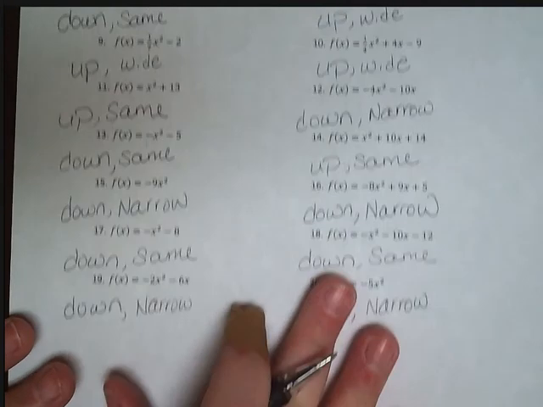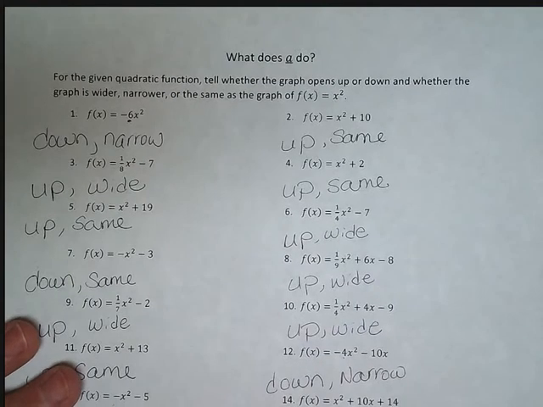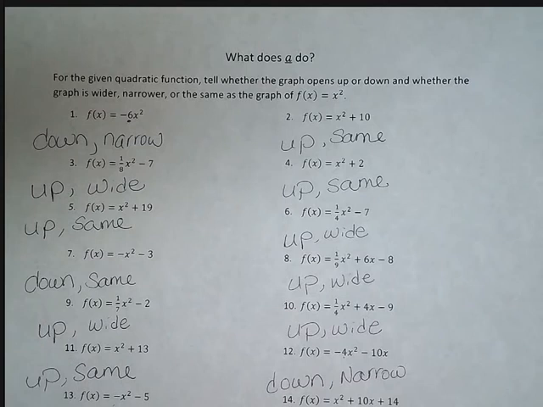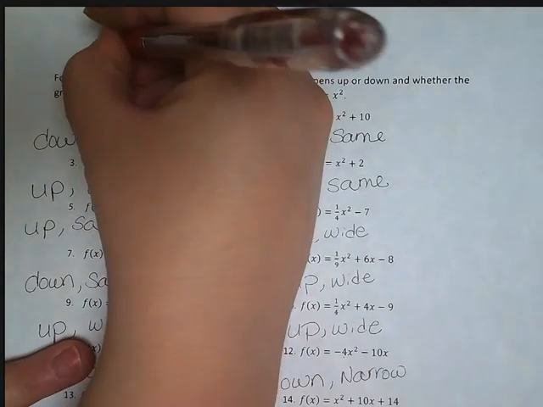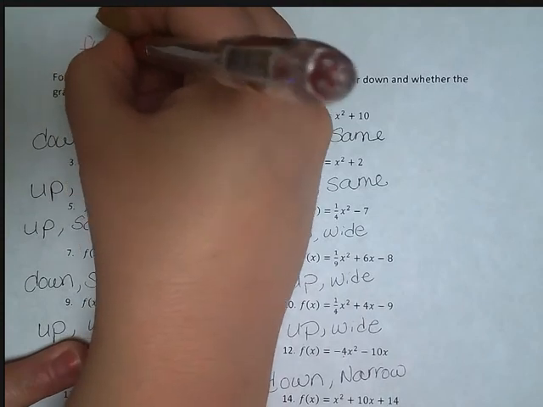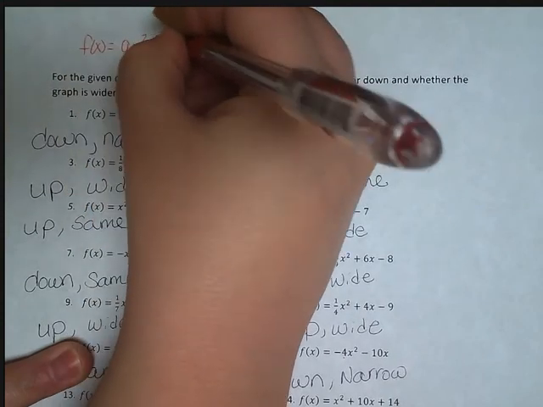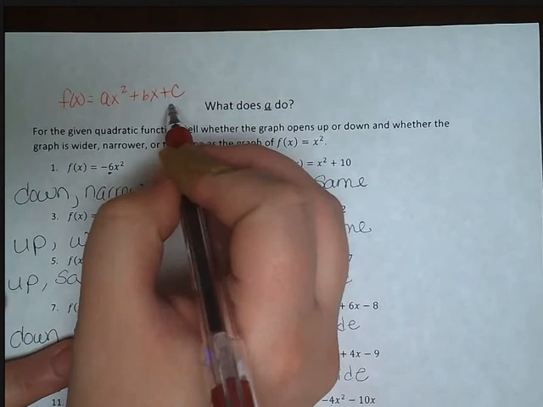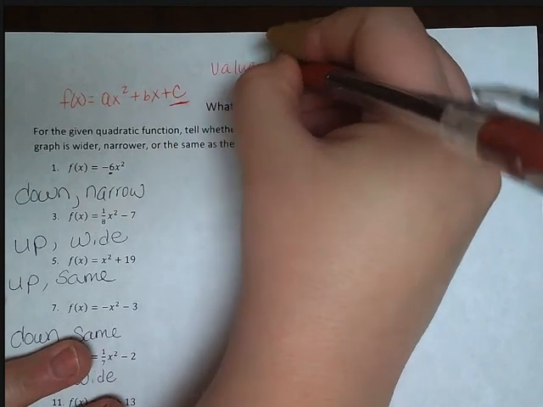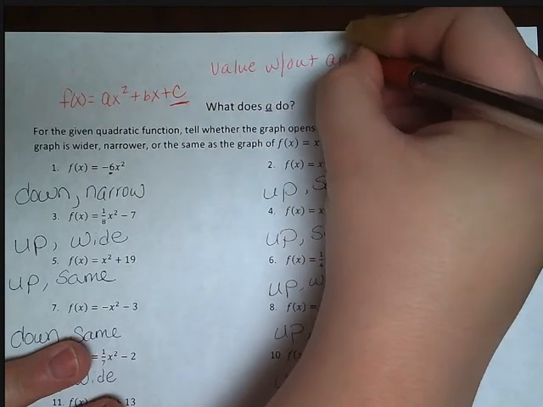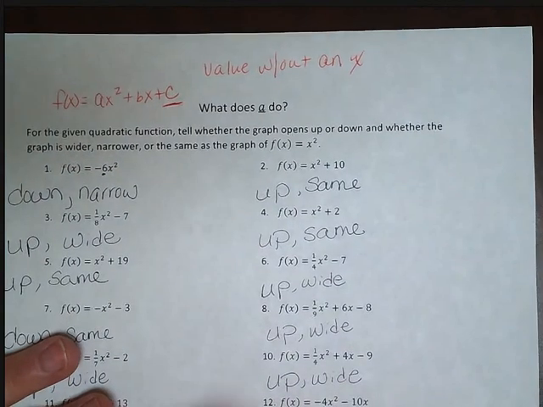So the only other thing that I want to do on this paper, which it doesn't state in the instructions, is state the y-intercept for each of these problems. I'm going to do it in a different color so it's easier to see. Your y-intercept, this is our standard form, is the c value. It is the value without the x.